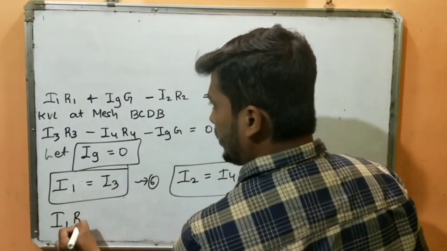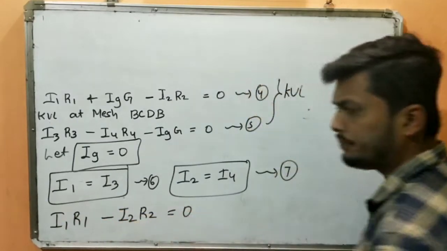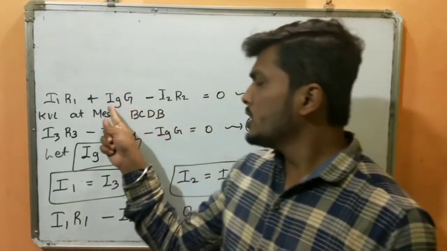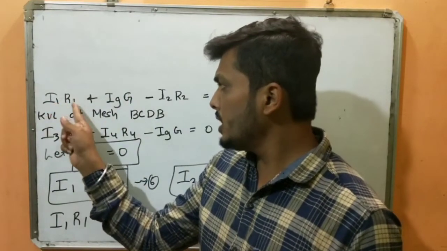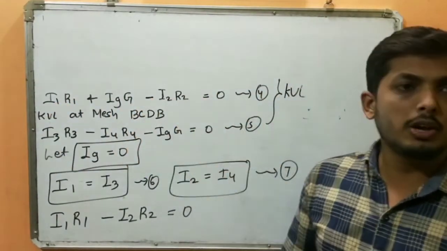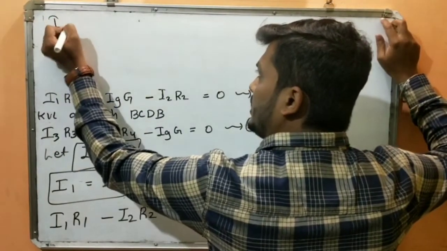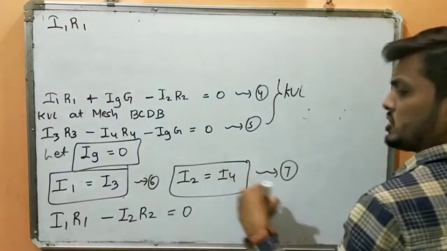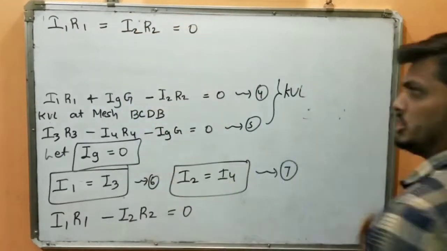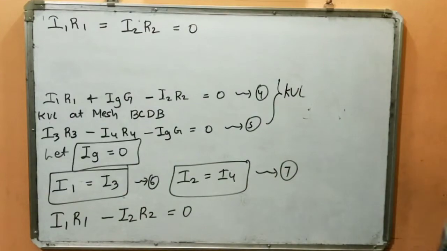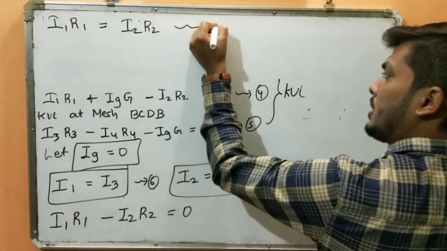I1 R1 minus I2 R2 will be equal to 0. Since Ig is equal to 0, 0 into G will be 0. So what I am left with is I1 R1 minus I2 R2 equals to 0. Is that clear? So I can write it as I1 R1 equals I2 R2, since I have shifted the minus term to this side. So this will be equation number 8.